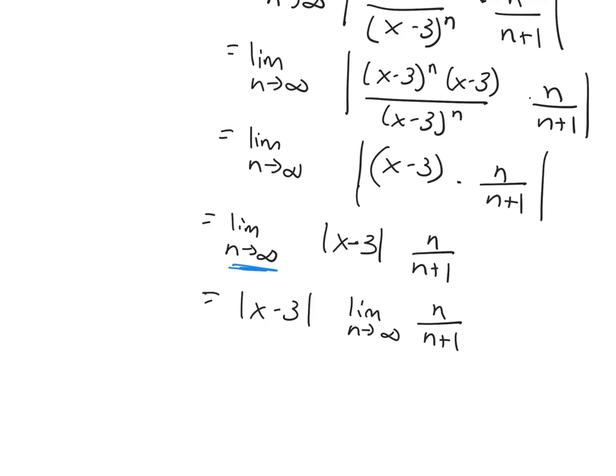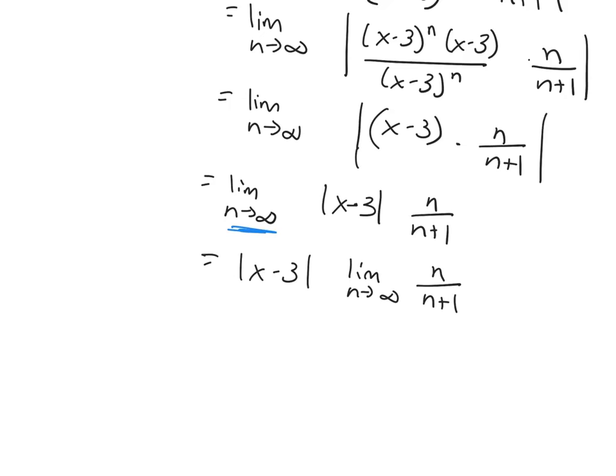What's the degree of the numerator? 1. Degree of the denominator? 1. They're the same. So with limits, when they're the same, all you have to do is take the ratio of their coefficients to get this limit. So this becomes 1 over 1. If it was 2n plus 1 in the denominator, the limit would be 1/2.